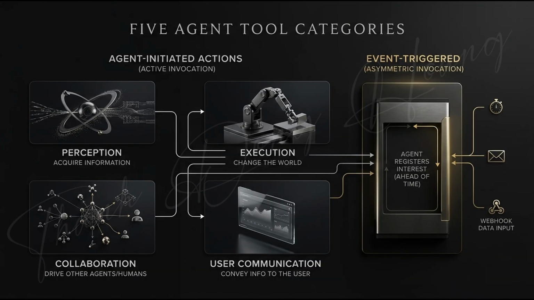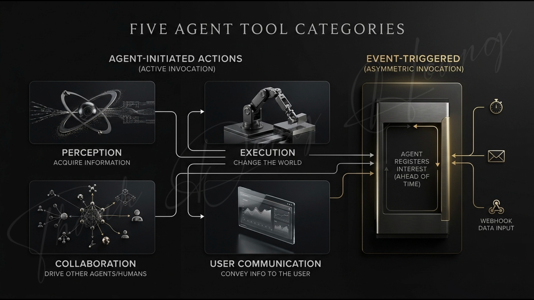There are 5 categories of tools. Perception tools acquire information. Execution tools change the world. Collaboration tools drive other agents or humans. User communication tools convey information to the user.